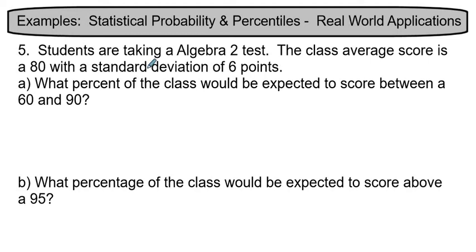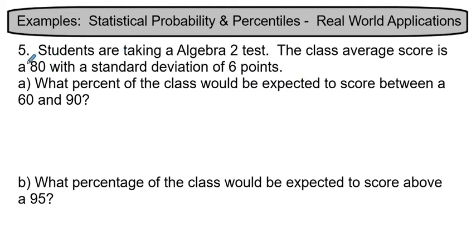These problems are going to focus on real-world applications of statistical probability, specifically converted into a percentage using either the chart, a calculator, or specifically Desmos. So our first example, we're looking at students taking an Algebra 2 test, and the class average score is an 80 with a standard deviation of 6 points.